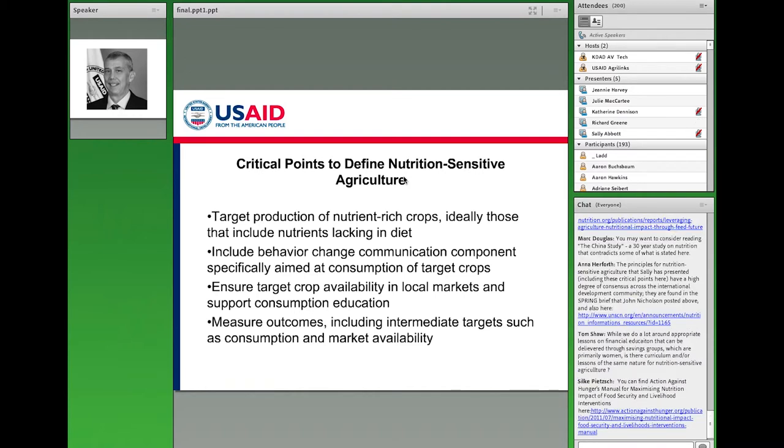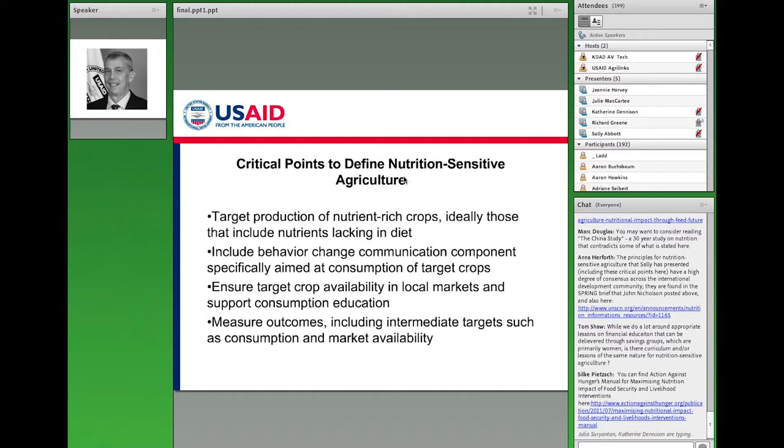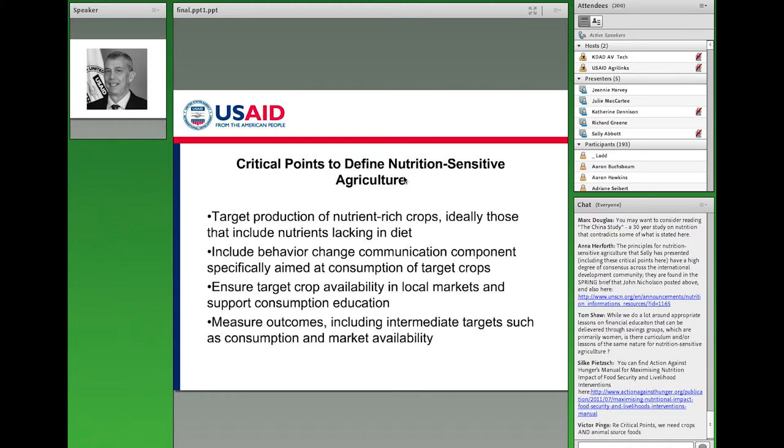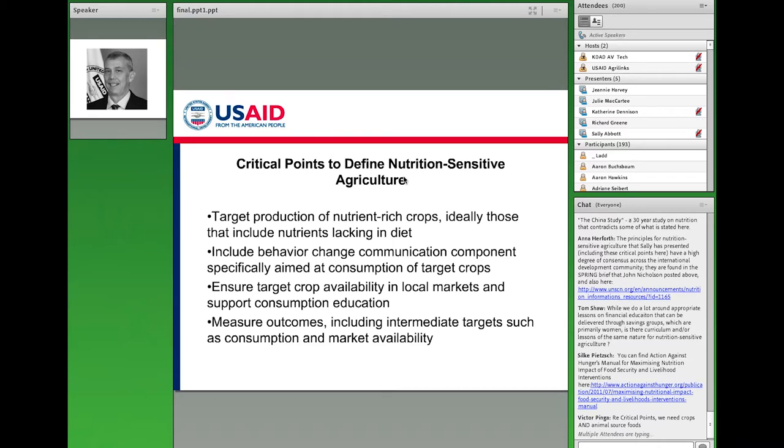And again, we're focusing only on what we call the nutrient-rich value chain, so we're not talking about all of the important programs related to cereals and others at this time. So what are we talking about, nutrient-rich value chains? You begin with horticulture, aquaculture, livestock, legumes. These are the types of programs that we're going to begin with. And so here are the four critical points which I will go over.